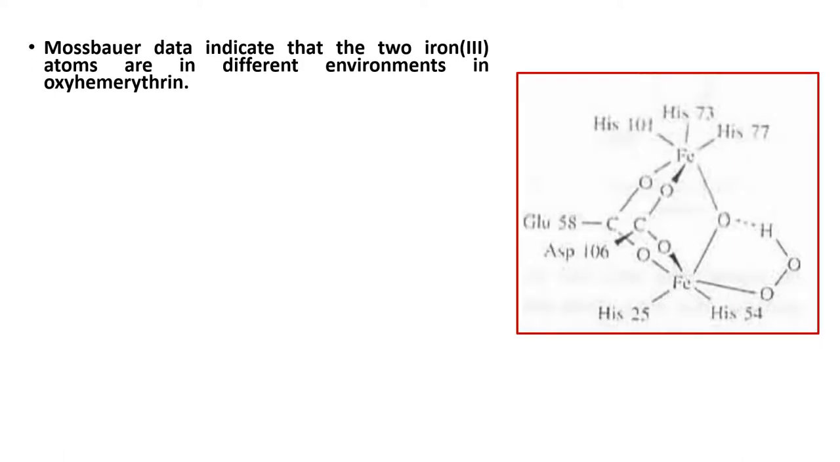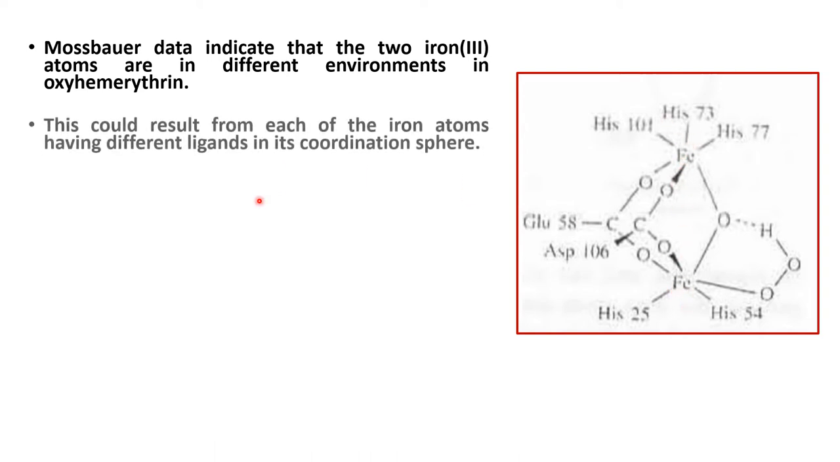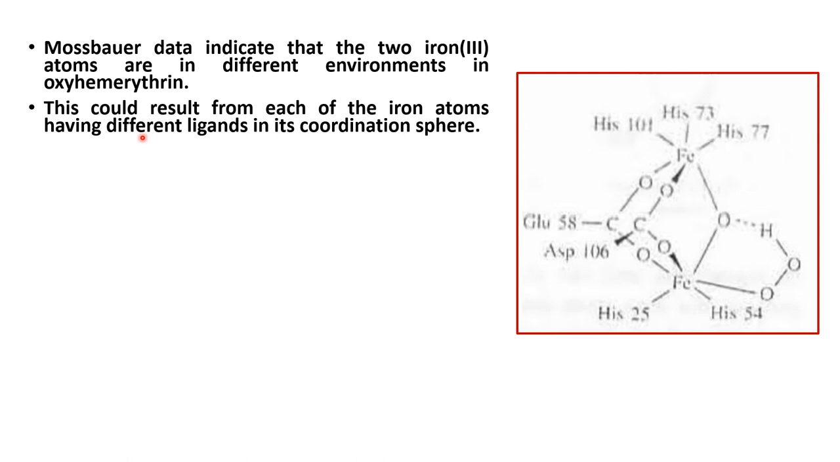Mössbauer data indicate that the two iron 3+ atoms are in different environments in oxyhemerythrin. Here you can see one is here and the other one is here. These are in different environments. This could result from each of the iron atoms having different ligands in its coordination sphere. Okay, here the coordination number is 6, here also 6, but with a different ligand environment.